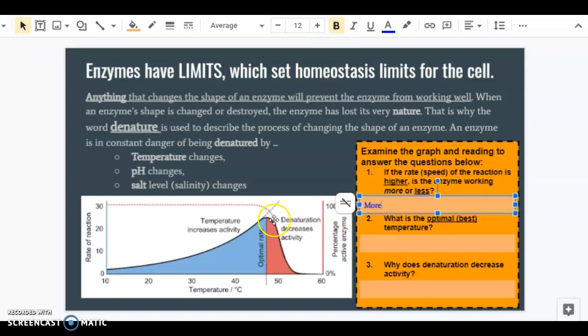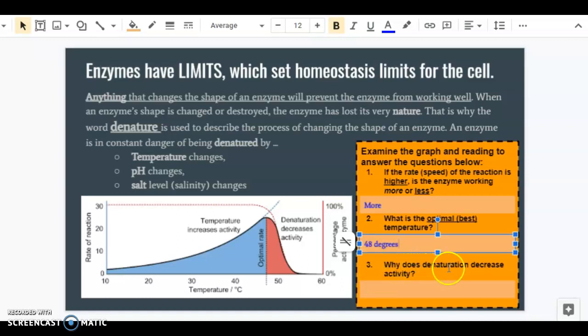What was the optimum rate for this particular one? Well, the very tippy top of this hill, if we follow it down to the x-axis, which is where the temperature is recorded, happened somewhere around 47, 48. You can get out your ruler and argue with me. I'm just going to put 48.